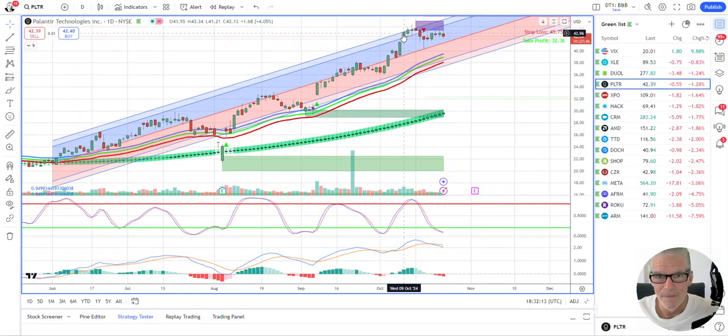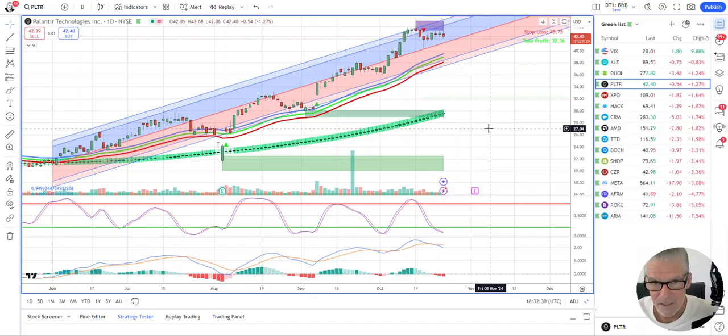PLTR, doing a sideways bull flag consolidation, very strong chart. AI play, everybody loves it. I like this setup. We've got the oversold stochastics. We've got the pinch between MACD and stochastics. Market bias is green. Just that today's not the day. Let's give it a couple more days.